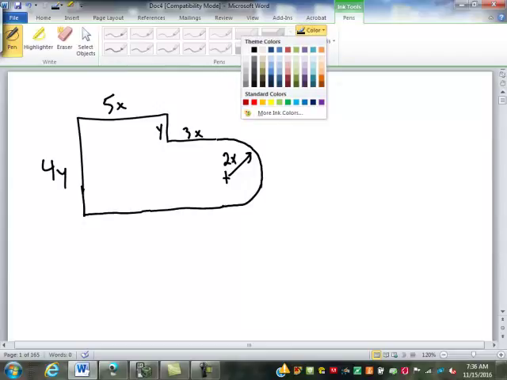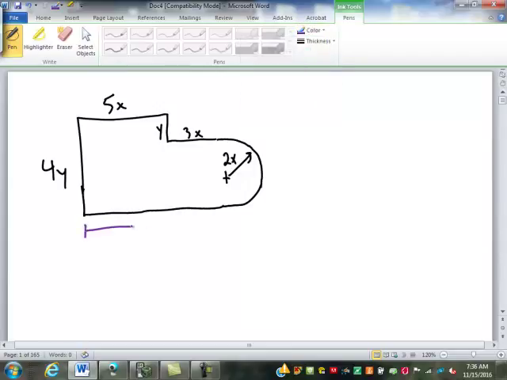I want to know an expression for the length of this piece. How would I write that out? Well, it would be a combination of this dimension and that radius, correct? So that would simply be 5x plus 3x plus 2x, which can be combined to make 10x. So that dimension there is 10x.